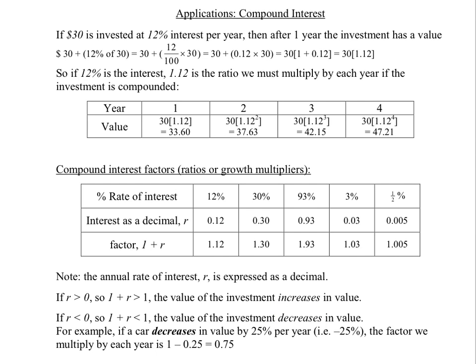If your R is less than 0, then that represents something that's decreasing in value. So if you wanted to talk about a car, every year it goes down in value, perhaps by 25% per year, that's like going down by 25%, so you have to think of the R as being negative 0.25. Right, we have to multiply by 0.75 every time.